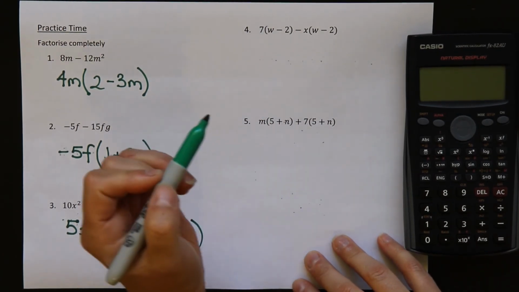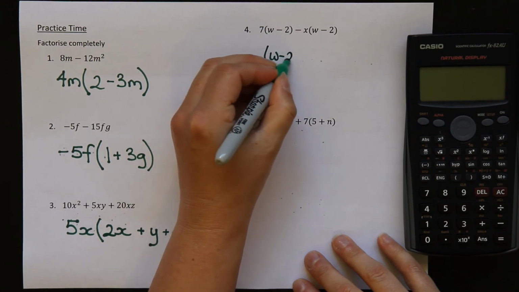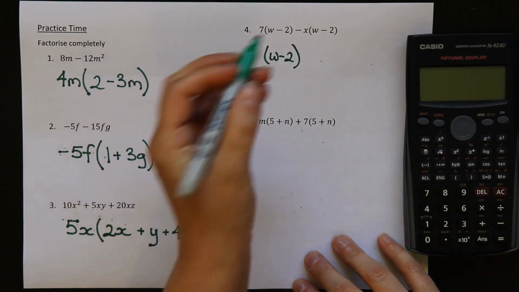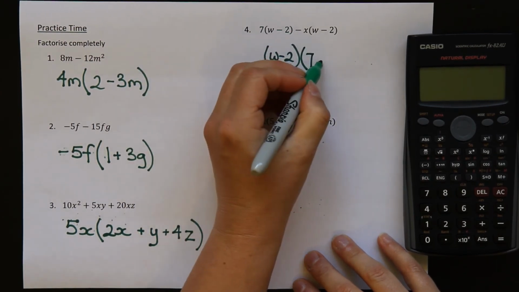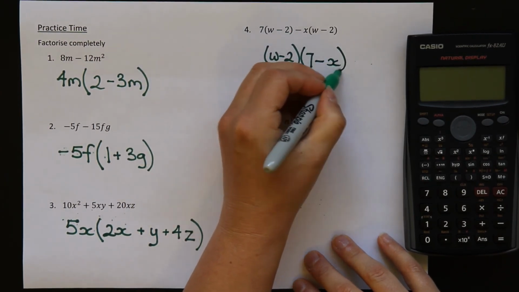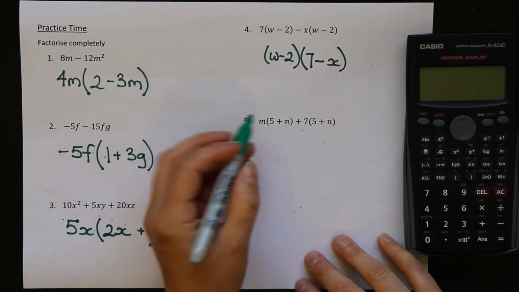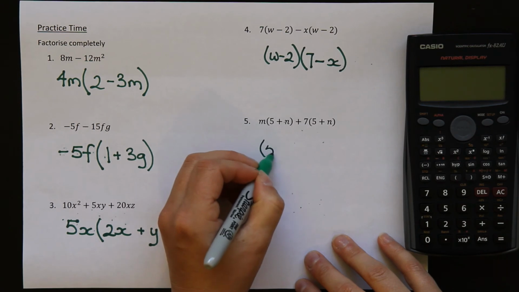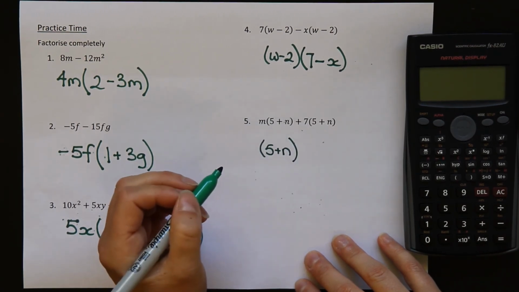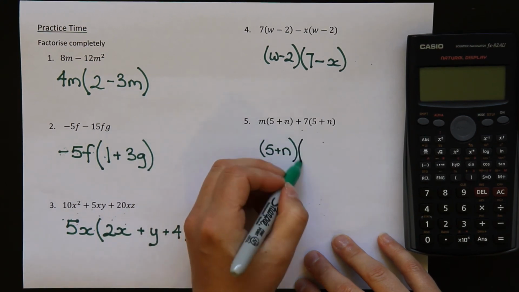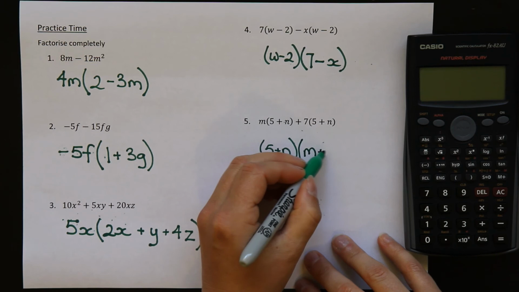Question 4, we have our brackets as common factors. So w minus 2 goes out the front, and that will leave me with a 7 from the first term and a minus x from the second term. And lucky last, number 5, I have a 5 plus n as a common factor for both of those terms there, and I have an m and a plus 7.